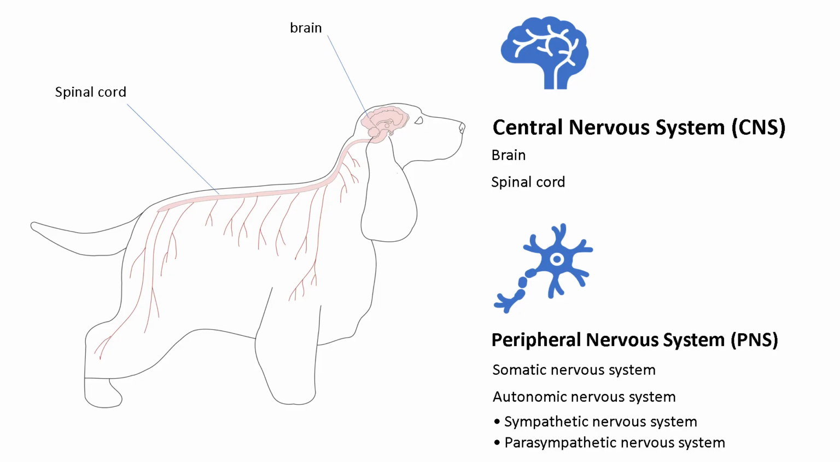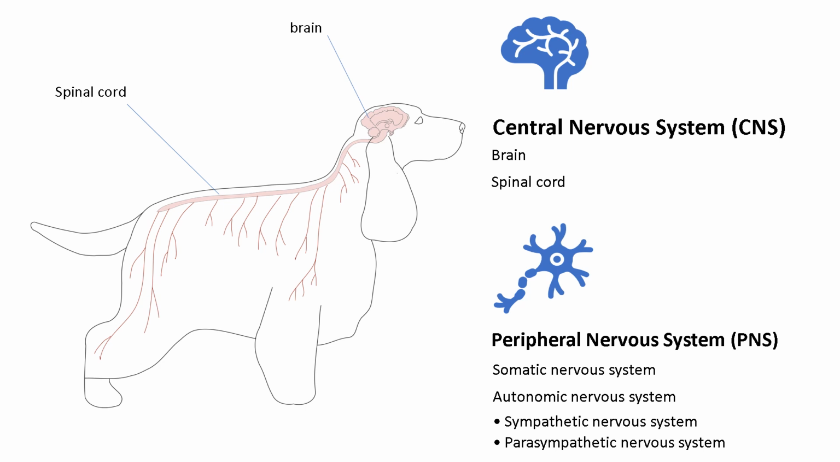A dog's nervous system is a complex network that controls bodily functions, movement and responses to stimuli. It is responsible for processing sensory information, coordinating actions, and regulating vital functions like breathing and heartbeat.